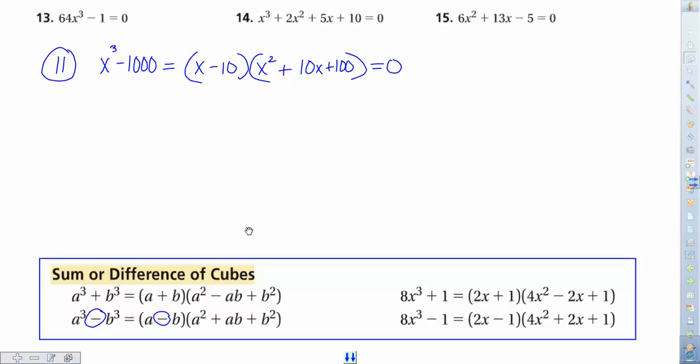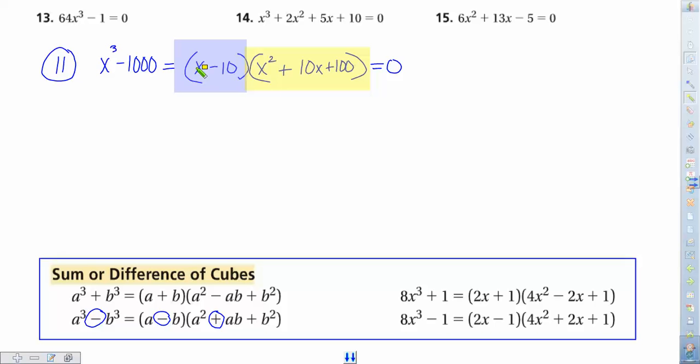See why that needs to be a plus? Look right about here. See how that's a plus sign there now. Okay, so that's why we have plus 10x. Okay, so then the easy part, once again, we have x minus 10 times this other factor here of x squared plus 10x plus 100.